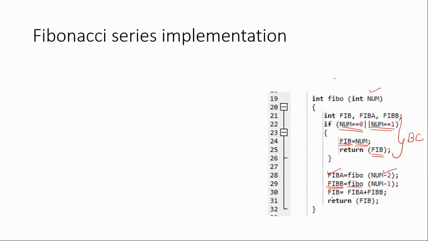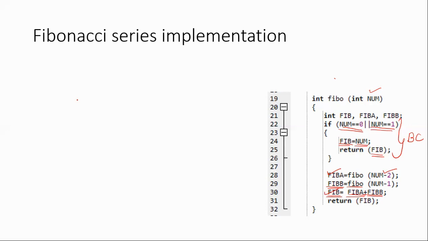Next, finally, we add these two values, fibA and fibB. These values are added to get the required Fibonacci number, that's the nth number of the Fibonacci series.